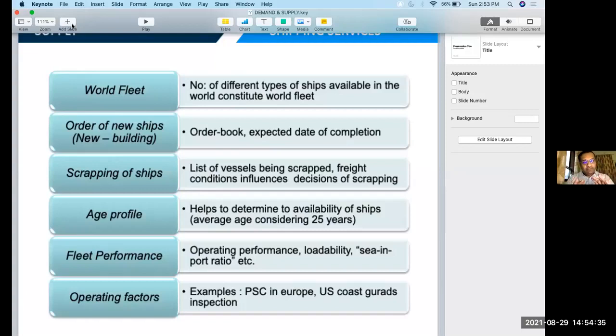So when the operating factors become strict, definitely the supply in that particular area will go down. I will give you one practical example. This was somewhere in 2009, 2010. A lot of grain loaders, a lot of bulk carriers used to go to Australia to load wheat. Wheat used to be loaded from Australia, and it used to go to different parts of the world.